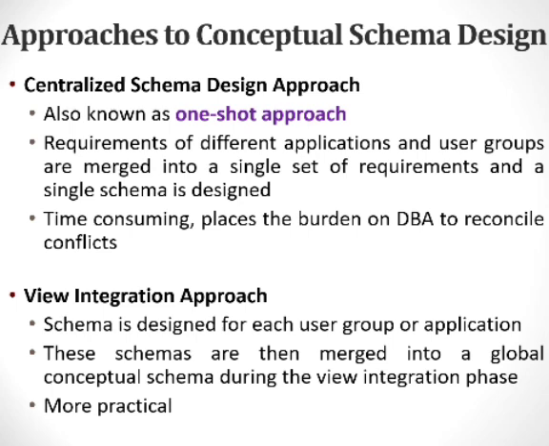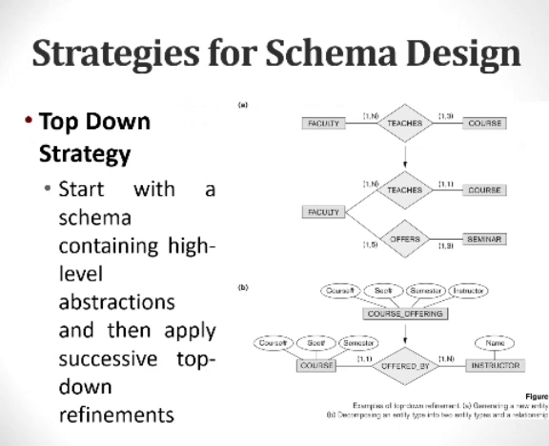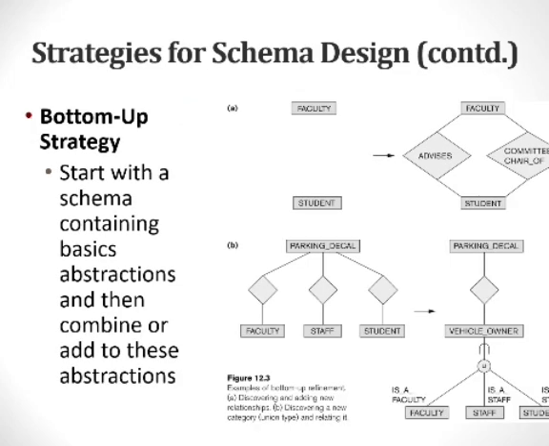Strategies for schema design: top down strategy, bottom up strategy, inside out strategy, mixed strategy. Now we are going to discuss the top down strategy. Start with a general high level schema and refine it over time. Example: start with company, break it down into employees and departments. Bottom up approach: start with individual data elements and build a schema by combining them. Example: define customer, order and product, then link them.